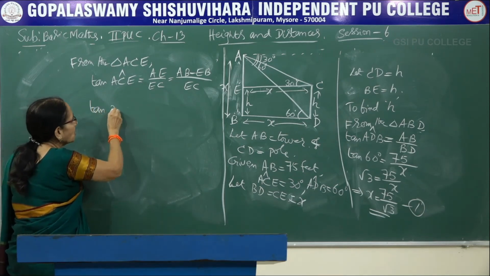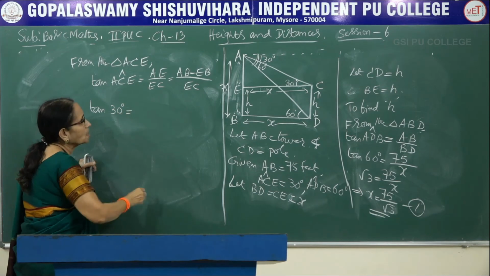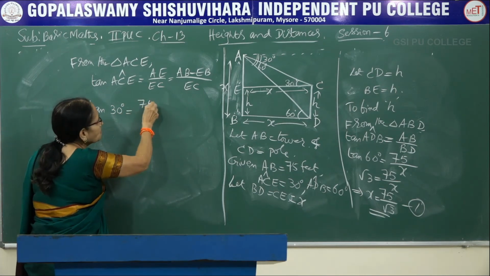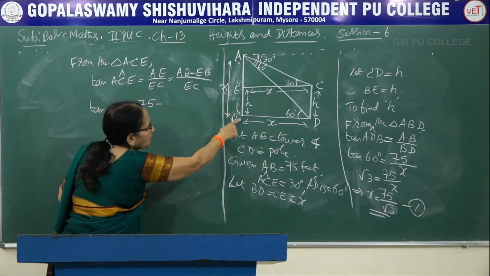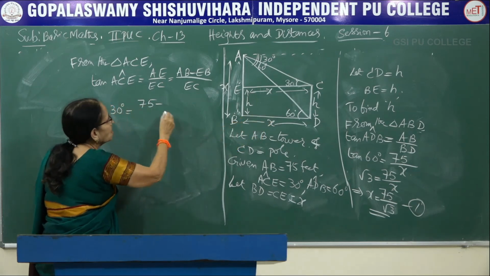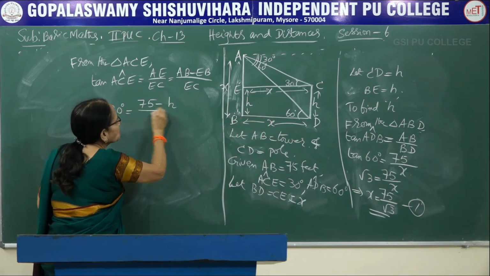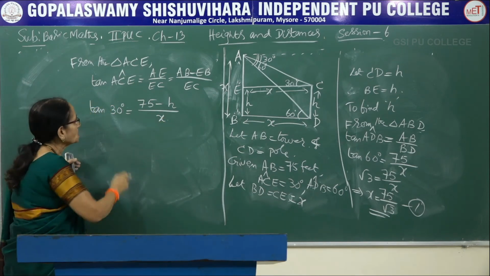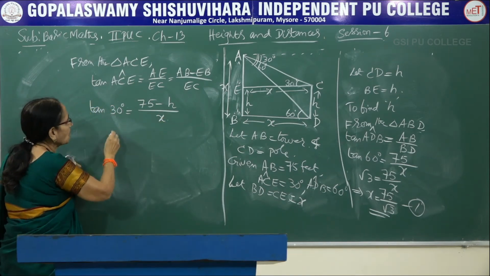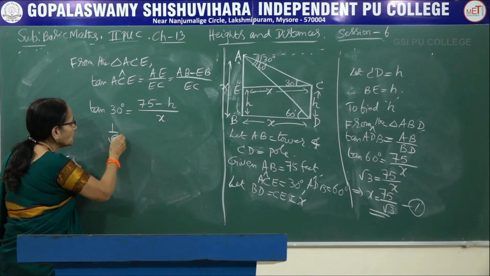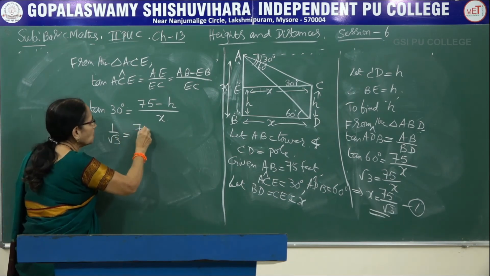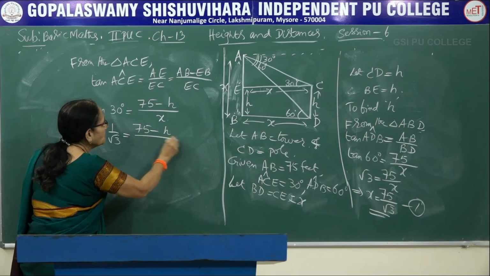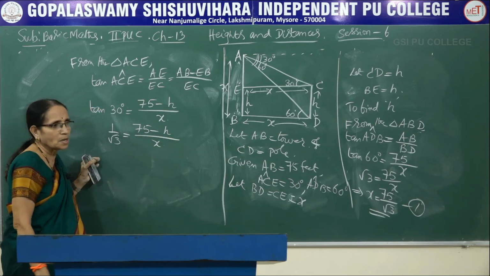Now write the value. It is tan of 30 degrees equal to AB, which means 75, minus EB, which is nothing but CD, that is equal to H, divided by EC, which has been taken as X. Now write the value. What is tan 30? It is 1 by root 3 equal to 75 minus H divided by X.